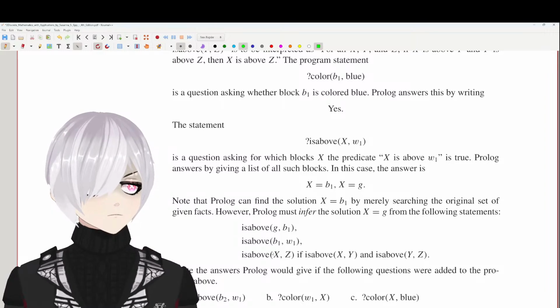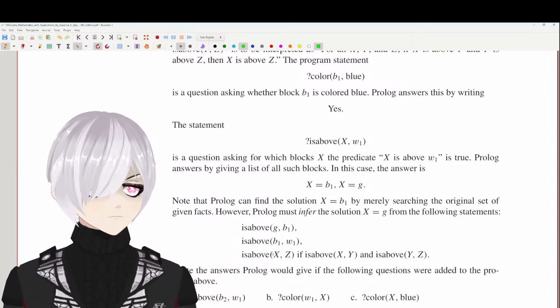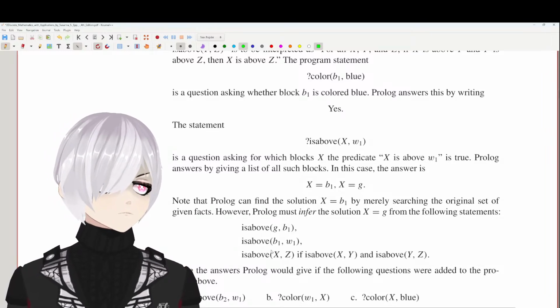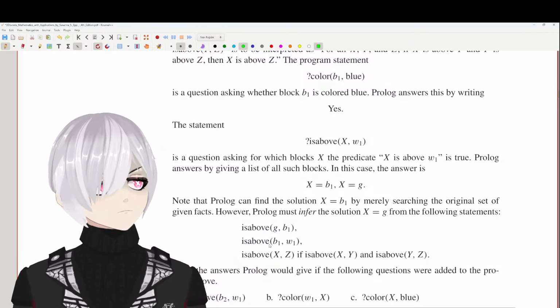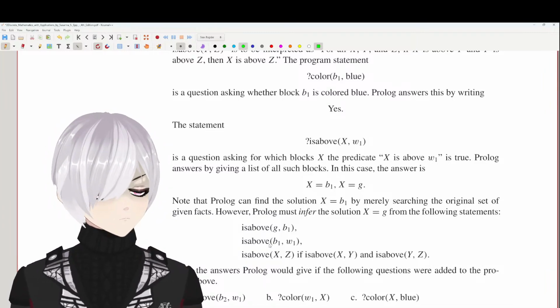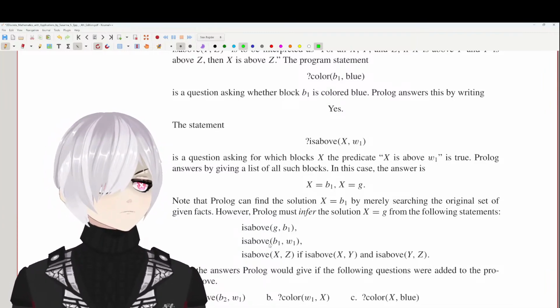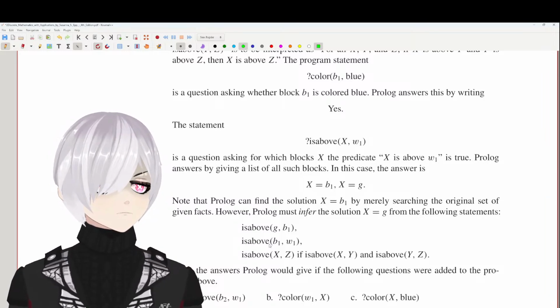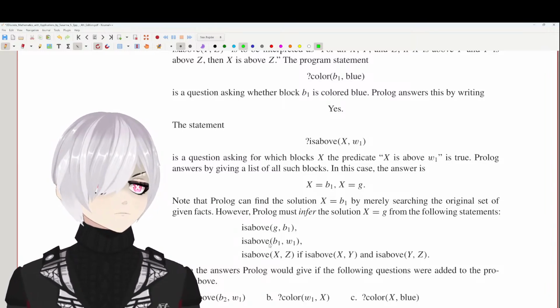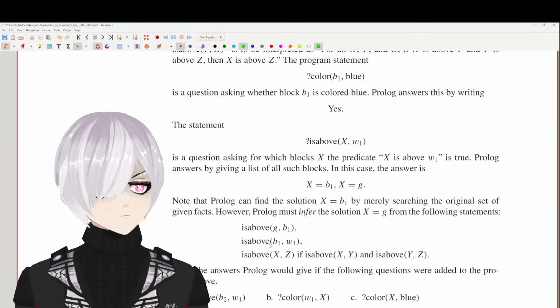So Prolog answers by giving a list of all such blocks. In this case, the answer is X equals B1, X equals G. Note that Prolog can find the solution X equals B1 by merely searching the original set of given facts. However, Prolog must infer the solution X equals G from the following statements: is above G B1, is above B1 W1, is above X Z if is above X Y and is above Y Z.